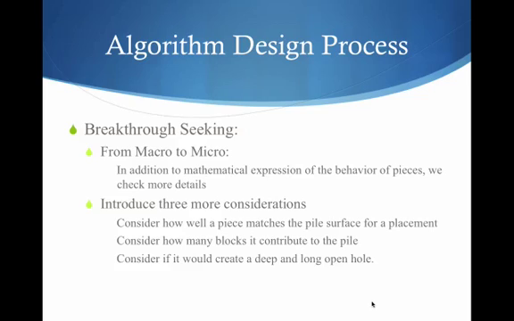So I changed my view from macro to micro. I started to seek to measure more detailed aspects. From that point, I was able to introduce three more considerations. I considered how well a piece could match the pile surface on the board, how many blocks it could contribute to the pile after eliminating lines, and whether it would create a long hole that would depend largely on the occurrence of I-shapes to be eliminated. With these considerations, I started upgrading my evaluation function.